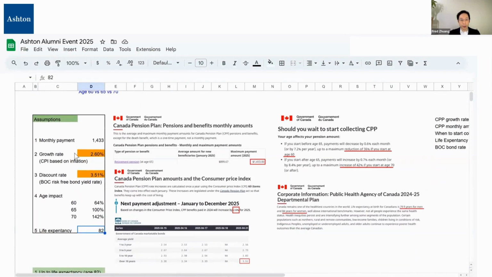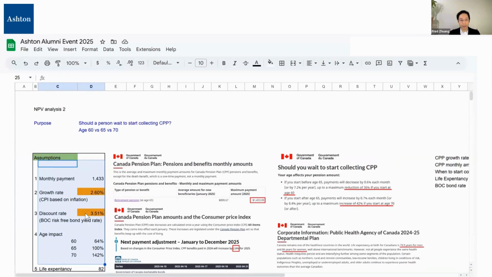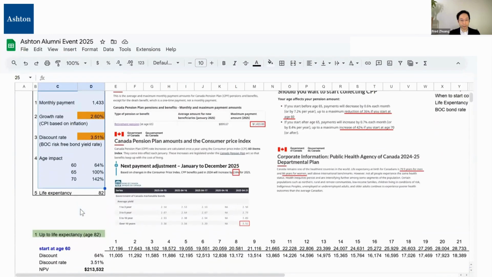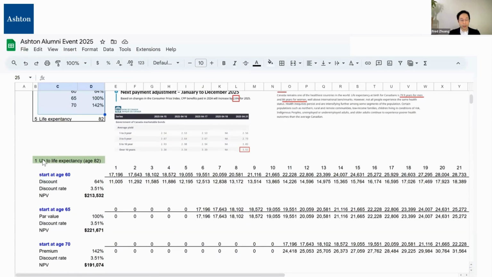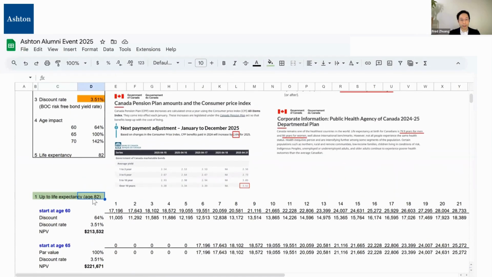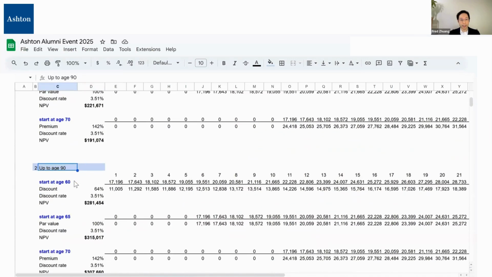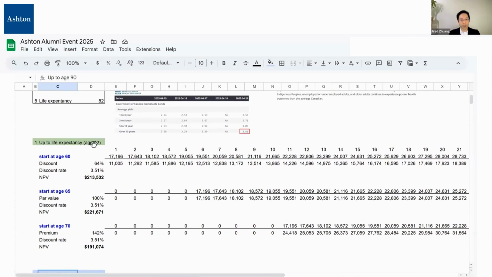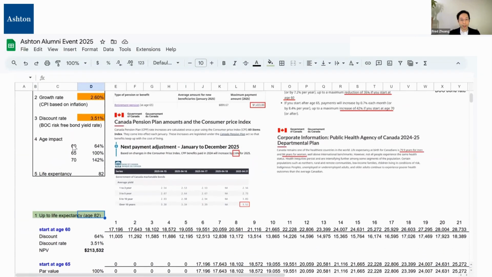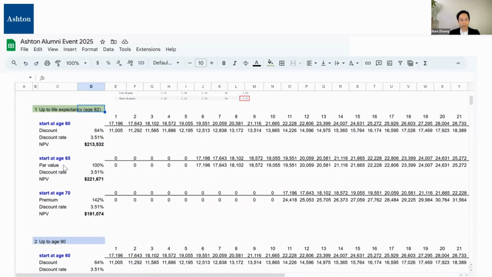So once we have all the assumptions, we're going to do the exact same analysis. We're going to first do one collecting CPP up to age 82, and then we're going to do another one collecting up to age 90. So for the first one, we're going to assume that we will just live to the average age of 82. And we collect under the three situations.